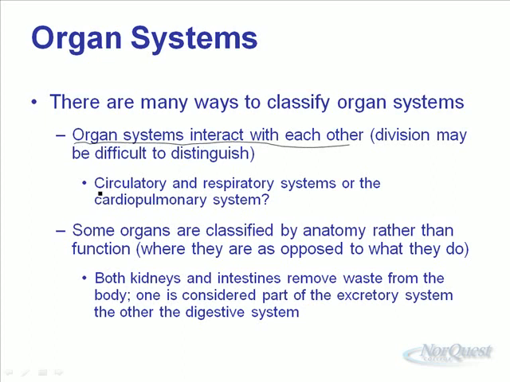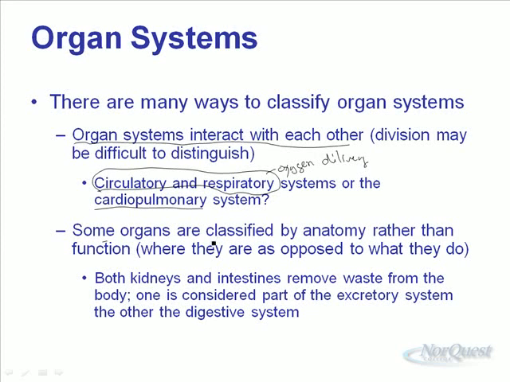For example, when we talk about the circulatory system and the respiratory system, we could say we need both for oxygen delivery. Since they're both used for the same thing, they're often grouped together as the cardiopulmonary system. So cardio for the heart, pulmonary for the lungs. Do we group them together? Do we look at them separately? It's up to the person who's talking about them.